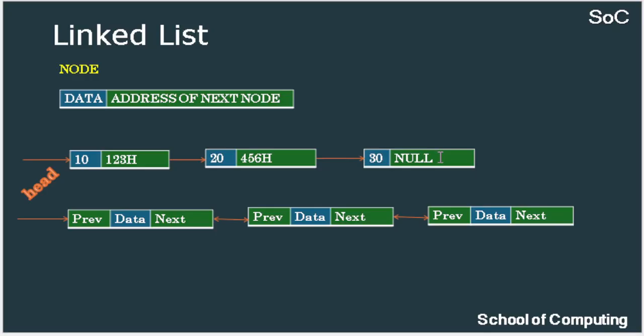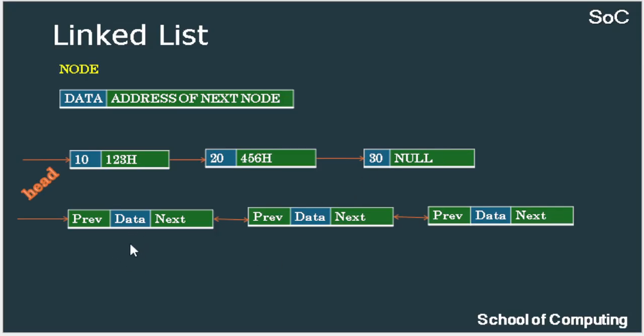So null helps me in identifying the end of the list, and in order to know where is the first element in the list, we will use a special pointer. Again, it is also a node type pointer called head. It will be pointing to the first node.